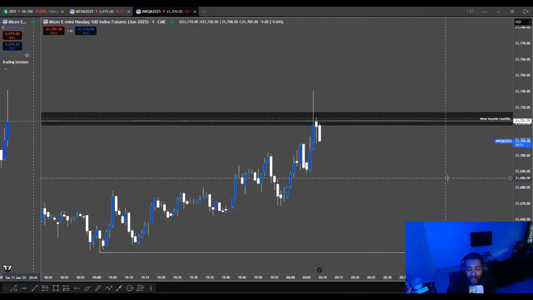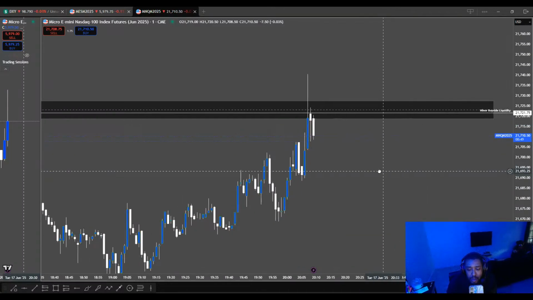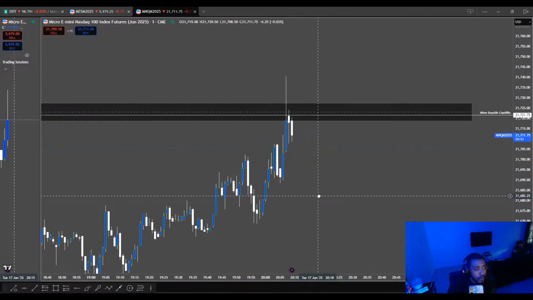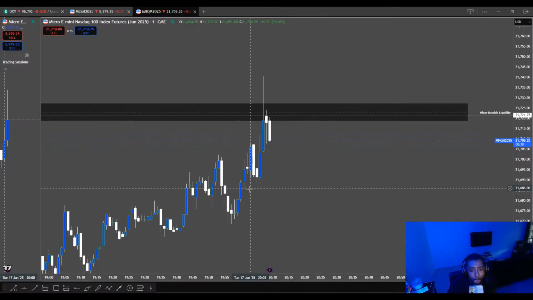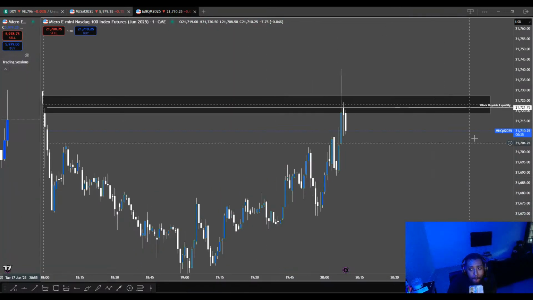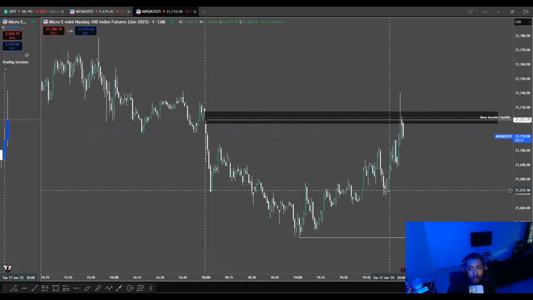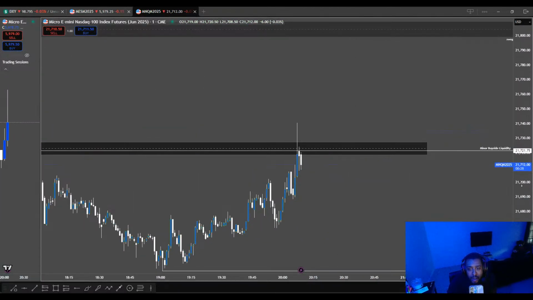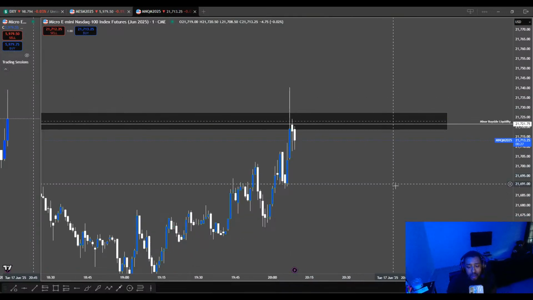Right. So you see how we got lack of displacement from the highs. It took the highs and it came back into the range. So we got a high ticking. It came back into the range.